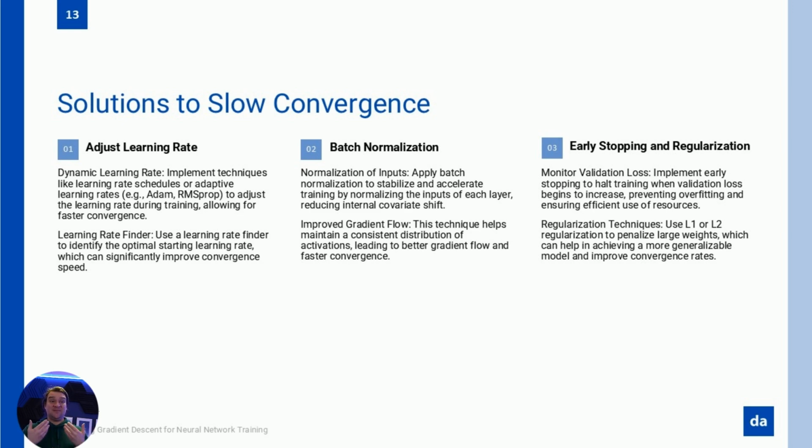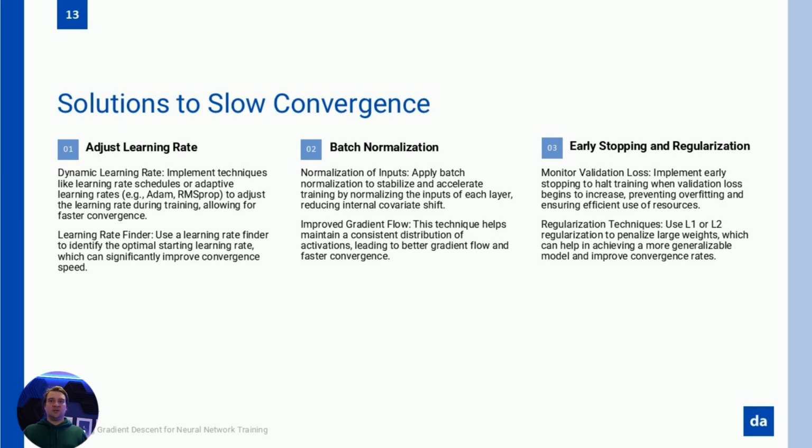Learning Rate Finder. Here's a pro tip. Use a learning rate finder at the start of training. It systematically tests various learning rates and helps you pinpoint the optimal range for faster convergence. It's like testing gears on a bike before hitting the road.